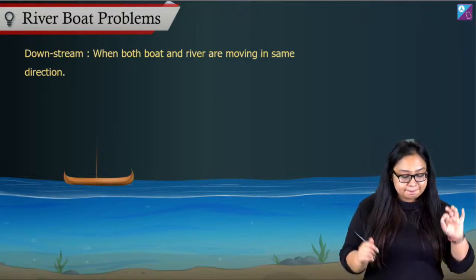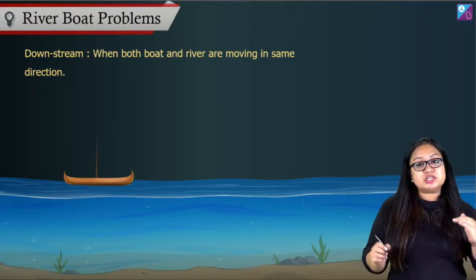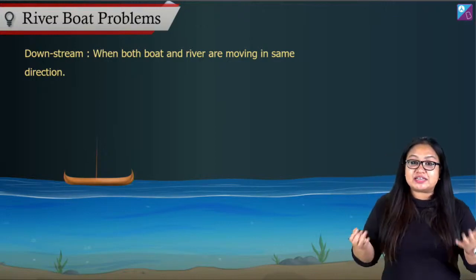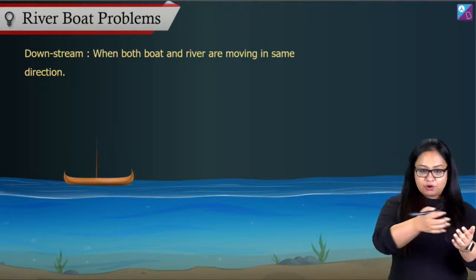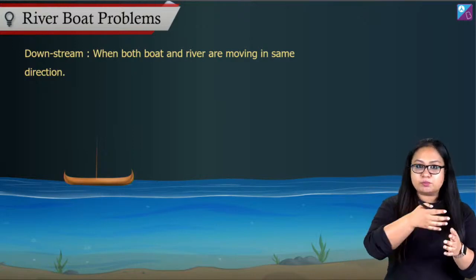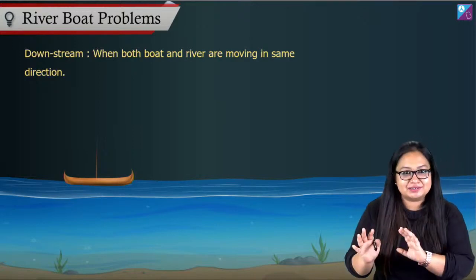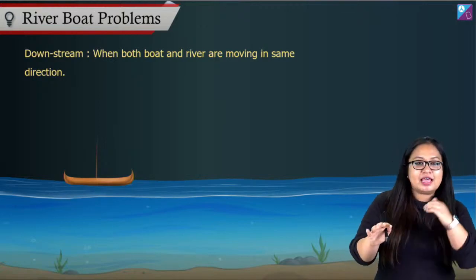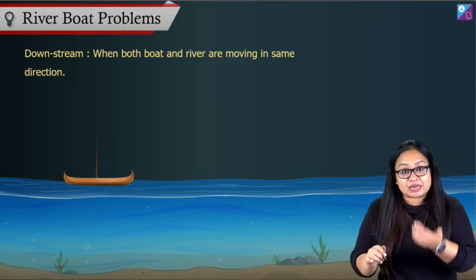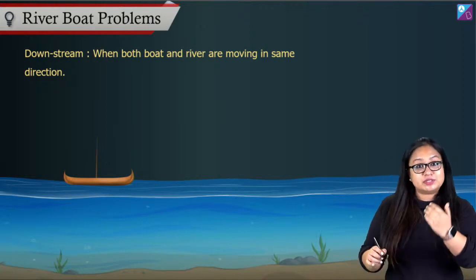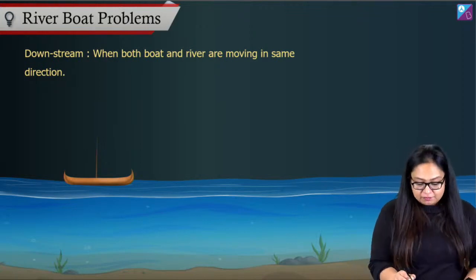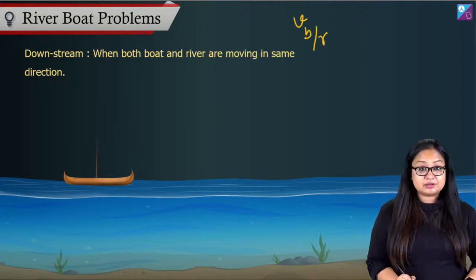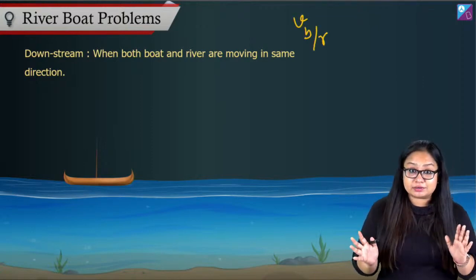Right. So when you say velocity of boat in still water, effectively you're saying that out of both of these moving, the river is also moving, the boat is also moving, we have stopped the river, right? If we stop the river, the river becomes still water, and velocity of boat in still water becomes velocity of boat with respect to river. There we go. Velocity of boat with respect to river. That is velocity of boat in still water.